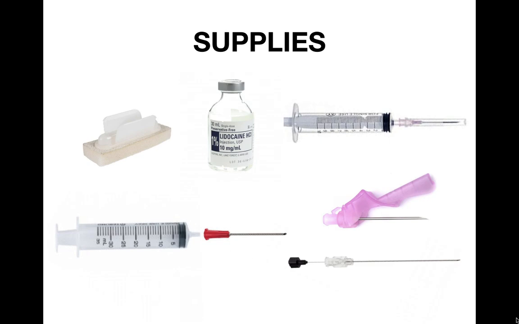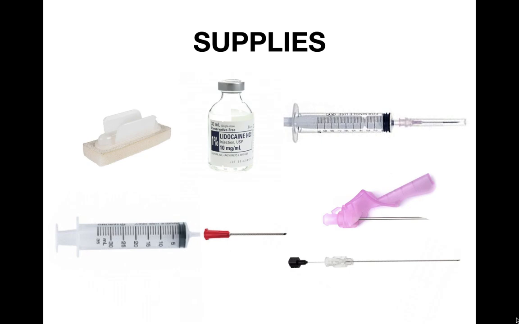So the supplies that you'll need to do this block, you'll of course need a ChloraPrep to clean the skin. We advocate raising a skin wheal of local anesthetic with lidocaine with a 10 cc syringe and a 25 gauge needle. And then for the block itself, this is a volume block, so you'll need a 30 milliliter syringe for the 30 milliliters of anesthetic solution you're going to instill in the chest wall.